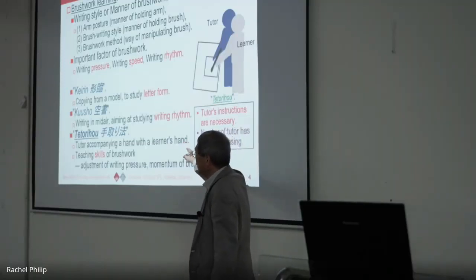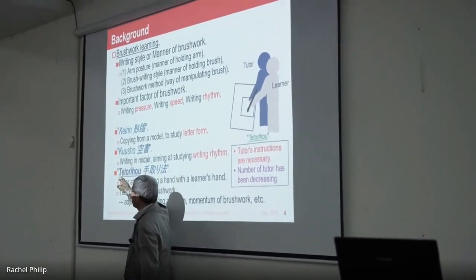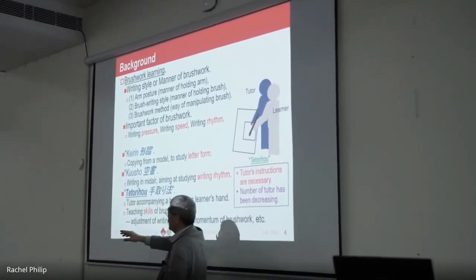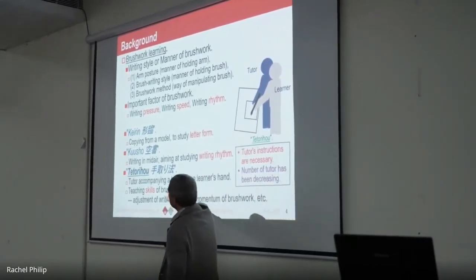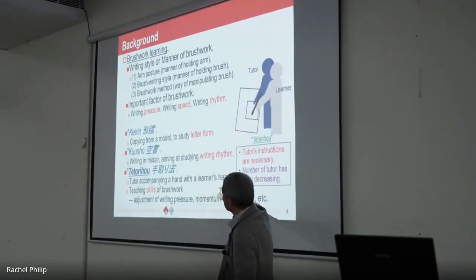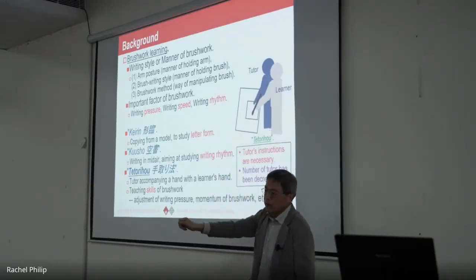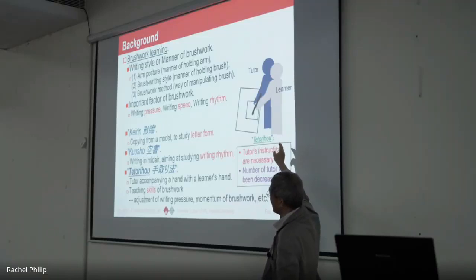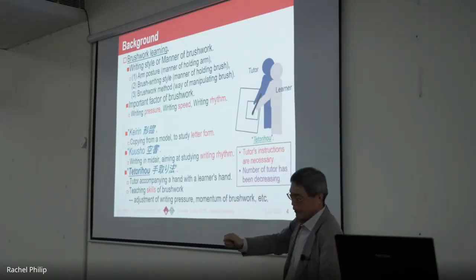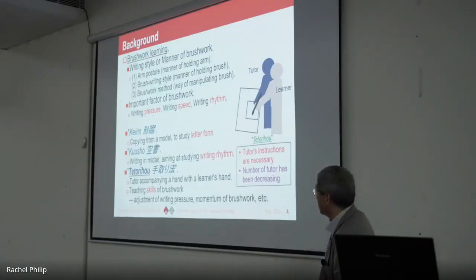And thirdly is tetori. Te means hand in Japanese. Tori is holding by the teacher. So the teacher accompanies the learner's hand with their own hand, like this. Therefore, all the style is given from the tutor to the learner. This is skill learning. Skill is transferred from the tutor to the learner.